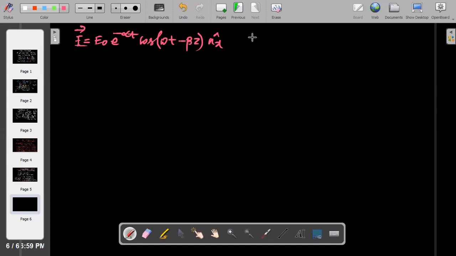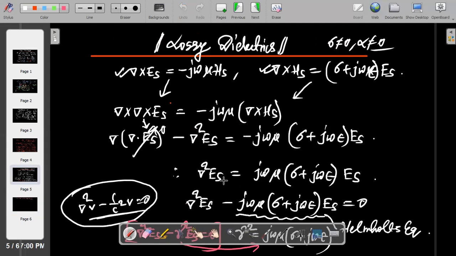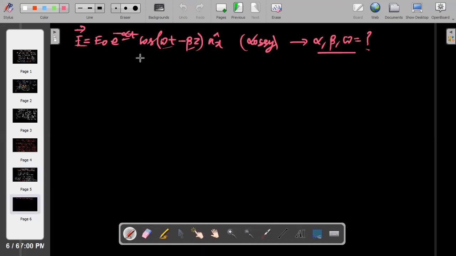So if it follows lossy, here we are doing for lossy, correct? Where alpha attenuation is there, alpha is not equal to 0. So we need to derive all these things, alpha, beta, omega, everything we need to derive. So what we need to do? Alpha, beta, and omega, we need to find out from this equation. How to do? Just I'm telling you.